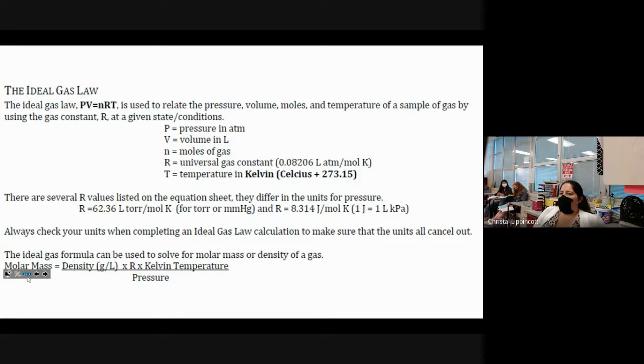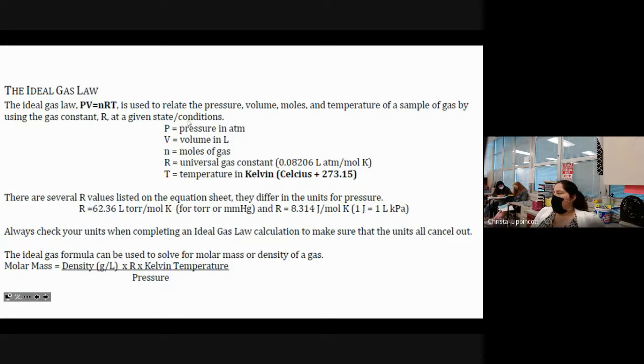All right, ideal gas law. There will be several problems on the test related to this. Okay, so the ideal gas law is PV equals nRT. It's used to relate pressure, volume, moles, and temperature of a sample, and it has an R value that's constant at given conditions and temperatures.